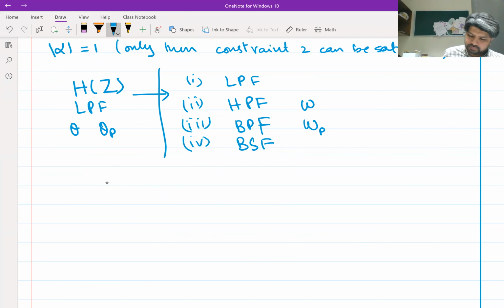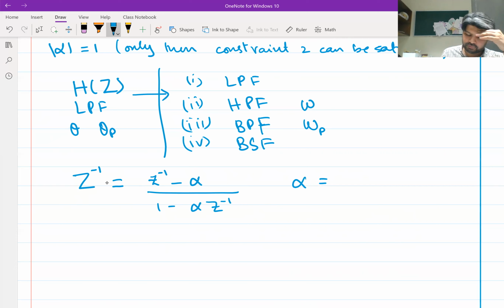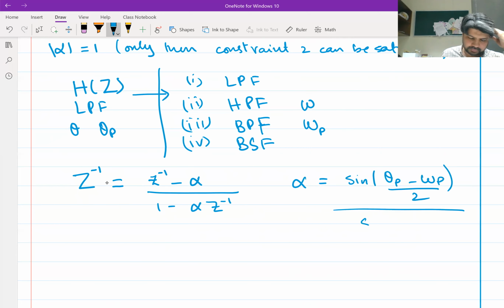And that Greek scholar said that the low pass to low pass transformation would be first order: Z inverse minus alpha over 1 minus alpha Z inverse, where alpha would take this value, sine of theta p minus omega p over 2 divided by sine of theta p plus omega p over 2, where omega p is the desired cutoff frequency.